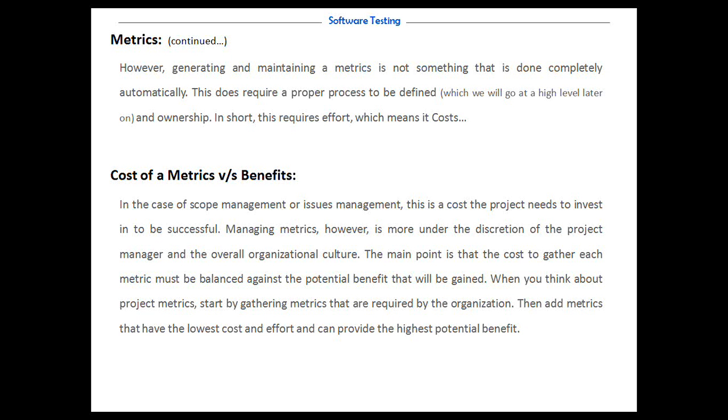Normally you would have a predefined set of people who are in charge of managing the project, the scope management or issue management. Managing metrics, however, is more under the discretion of the project manager and the overall organizational needs and cultures. When you think about project metrics, ideally you should start by generating metrics that are required by the organization, and then add metrics that have lower cost effort and more potential benefits.